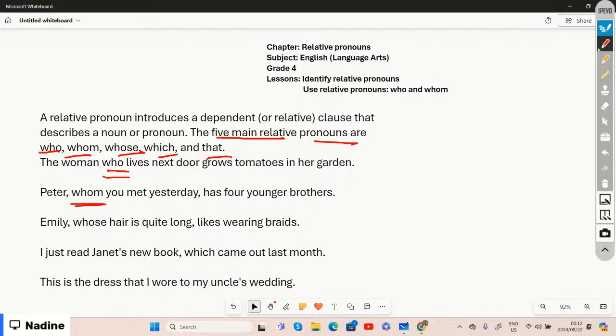And then we also have Emily, whose hair is quite long, likes wearing braids. So Emily, whose hair is quite long, likes wearing braids. And then I just read Janet's new book, which came out last month. So I just read Janet's new book, which came out last month.